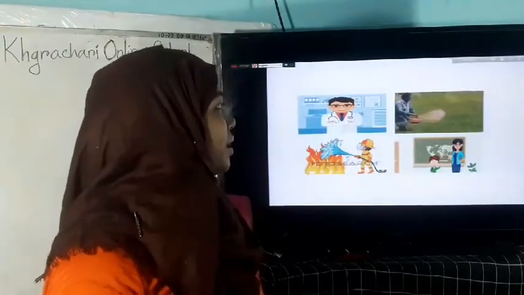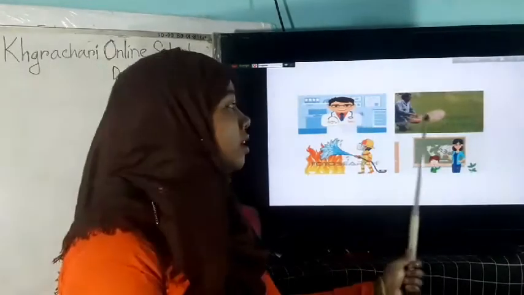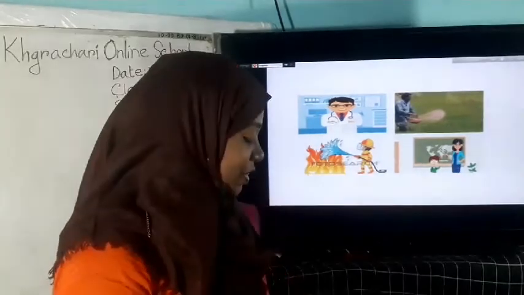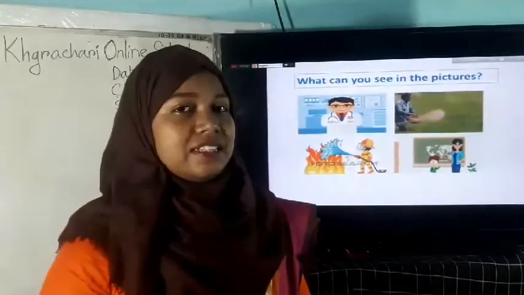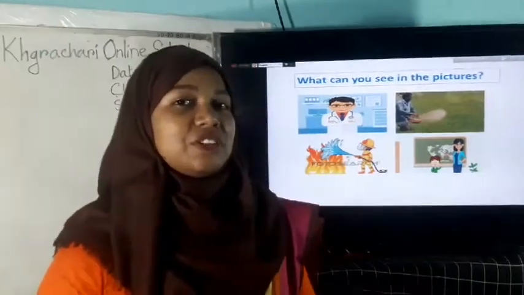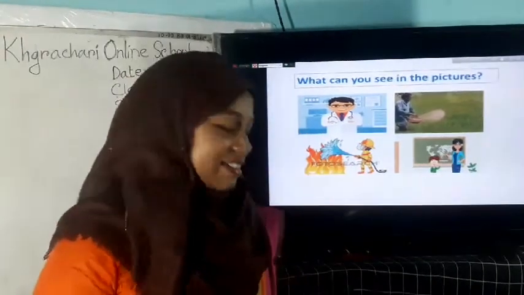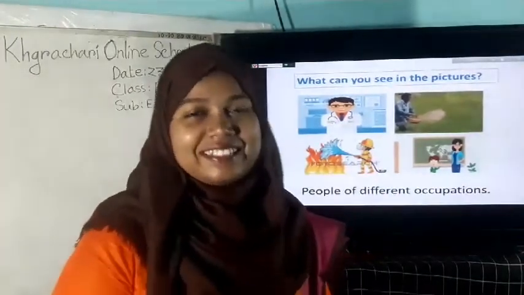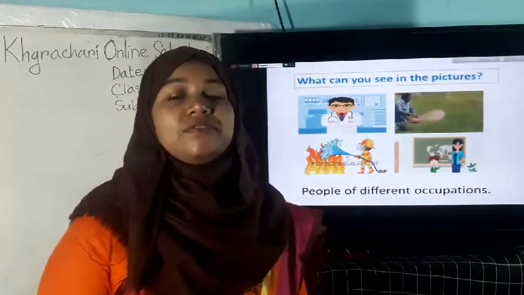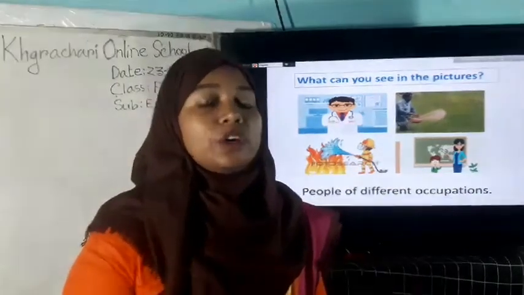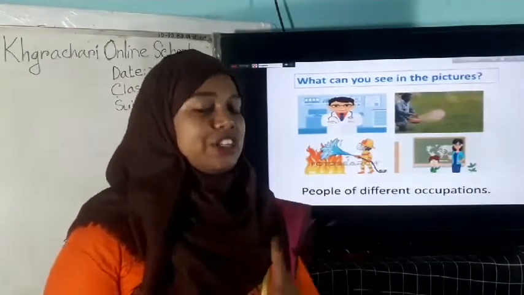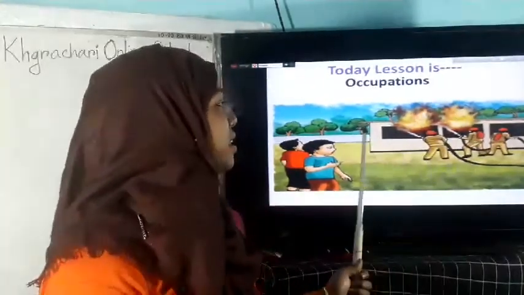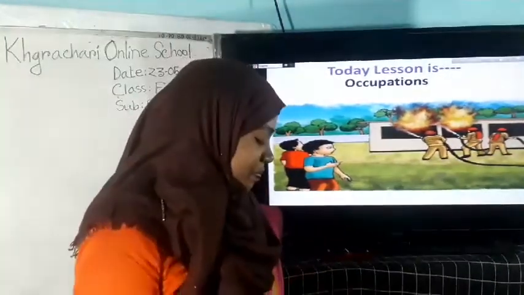Okay. My dear students, I have 4 pictures: doctor, farmer, firefighter, teacher. So, what can you see in these pictures? I think you can understand that these are people of different occupations. So dear students, our today's lesson is occupations. It's a picture from your textbook.